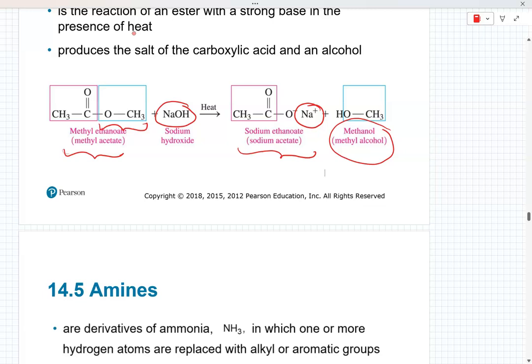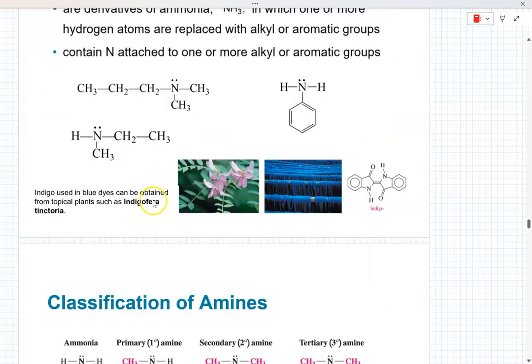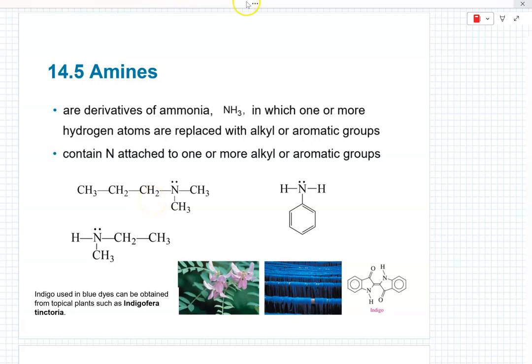Now, this reaction, we're going to go back to it when we talk about lipids, because saponification implies that we're producing soap. And a soap, by and large, can be produced by treating lipids with various bases. Making sense so far? We're probably going to go back to it today. So far we discussed carboxylic acids. We discussed esters. Now let's talk about amines.